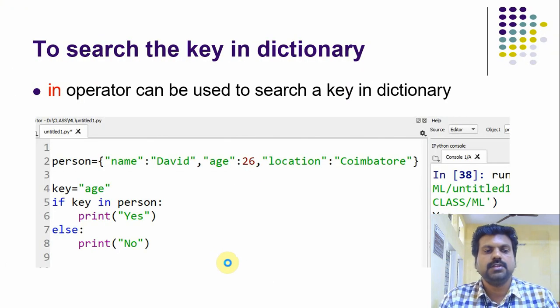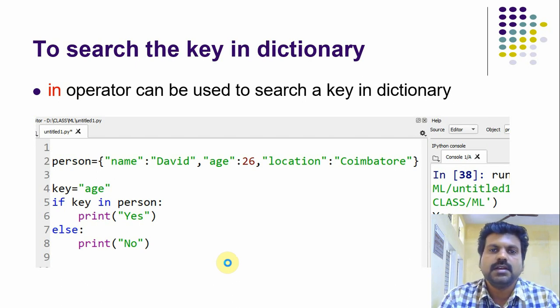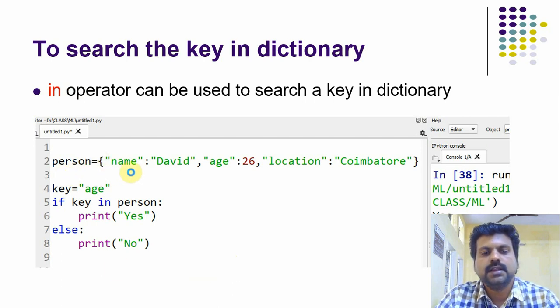Next we can use the in operator. There is one operator called in. The in operator is used for searching a key inside a dictionary. For example, here I have a person, name, details: name David, age 26, location Coimbatore, right? Here I have a key called age. I want to search whether this key is available or not. So we can use if key in person. It will return true or false. The in operator will check whether this key is available in the dictionary or not. If it is available, it returns true, otherwise it returns false.